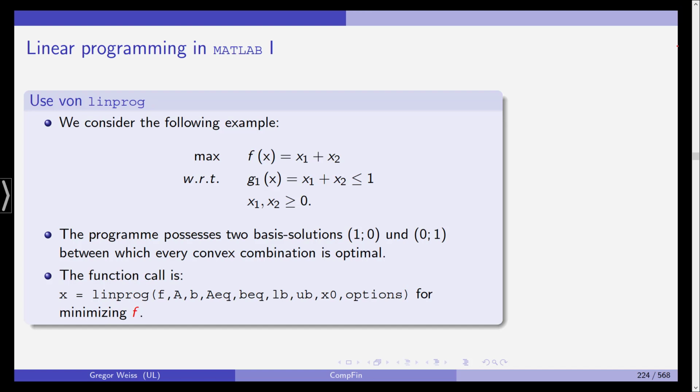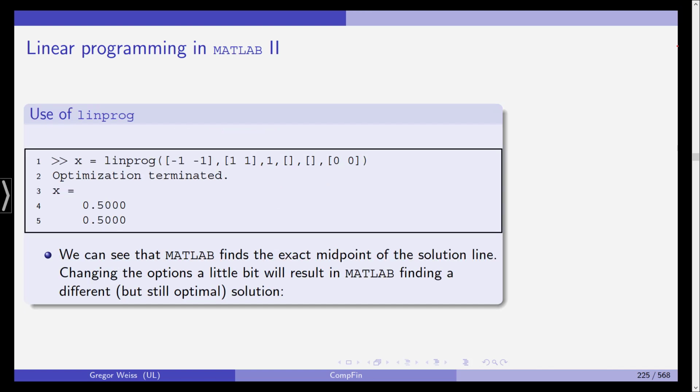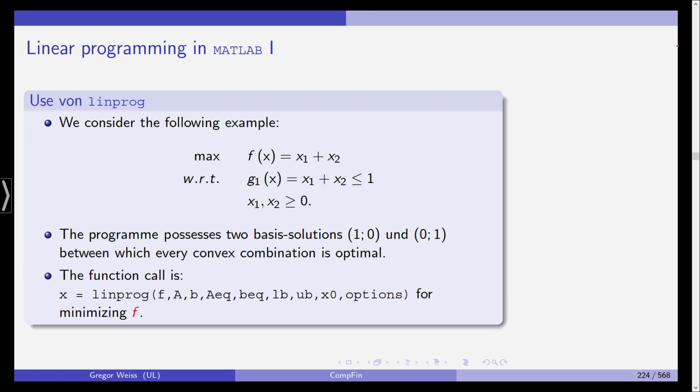We have to supply f, A, b for the equations, b for the equations, the lower bounds, the upper bounds, and the starting value. And so we're doing this linprog with -1, -1, 1, 1, 1, and the rest is 0. And what we can see is we get as an optimal solution 0.5, 0.5. This is not one of those basis solutions, but it's obviously between the two. So we have one solution here, we have one solution here, and Matlab gives us 0.5, 0.5.